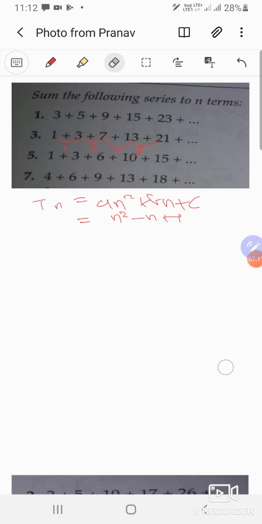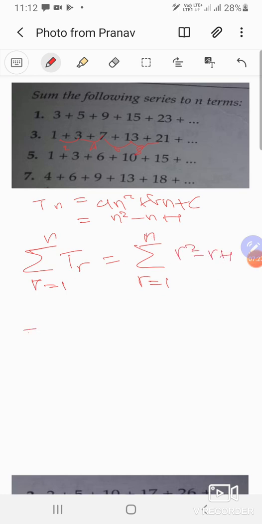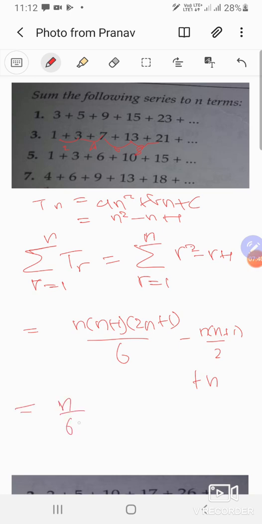So yes, now just sum this up. So summation of Tr from r equals 1 to n. That's the same thing as saying summation from r equals 1 to n of r squared minus r plus 1. Alright, so for r squared you will have n into n plus 1 into 2n plus 1 upon 6, minus n into n plus 1 upon 2, plus n. Alright, which is n by 6 of, you got 2n squared plus 3n plus 1. Then you got minus n plus 1, but 3 times that, so you got minus 3n.